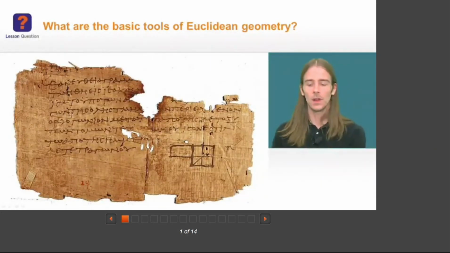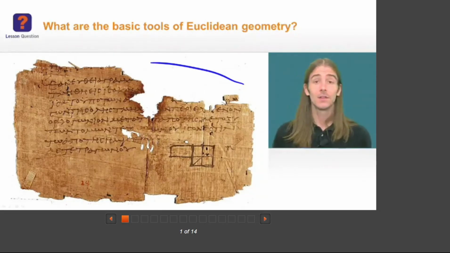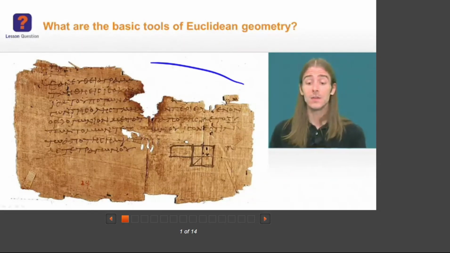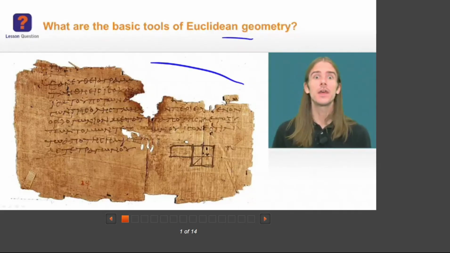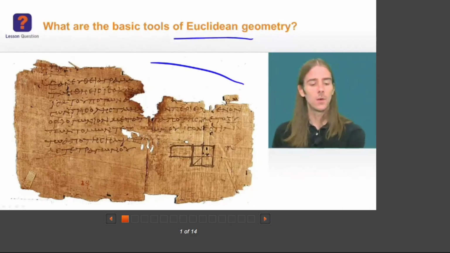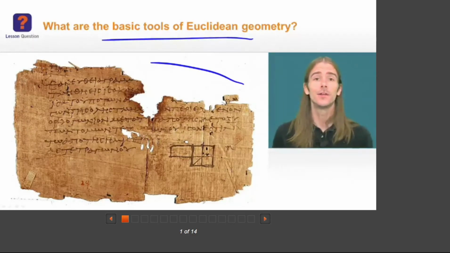Right here we see one of the earliest surviving copies of Euclid's Elements. That's a document that Euclid used to define Euclidean geometry. It turns out that a lot of the words in Euclidean geometry are impossible to define precisely, but we're going to look at them in order to answer the question, what are the basic tools of Euclidean geometry?